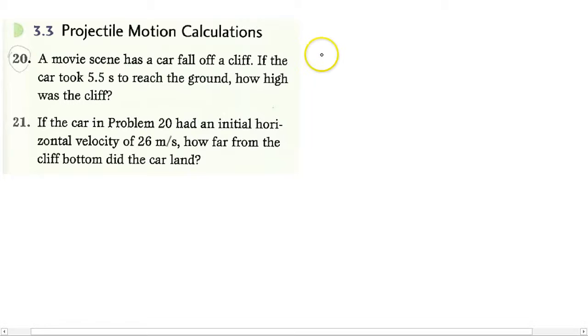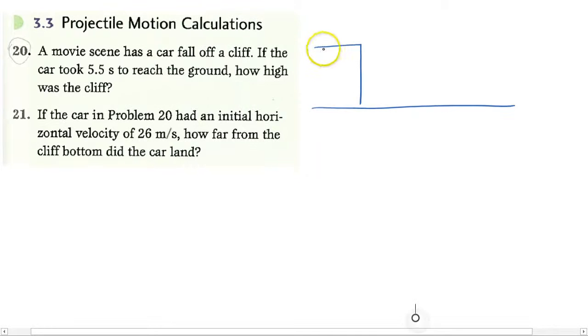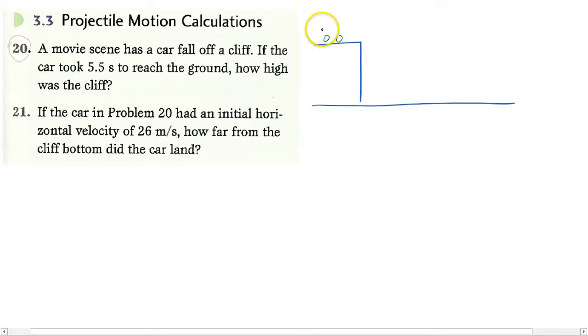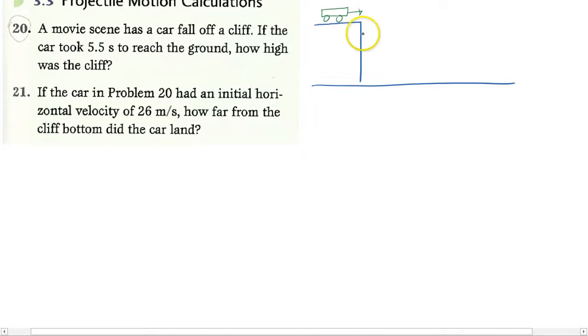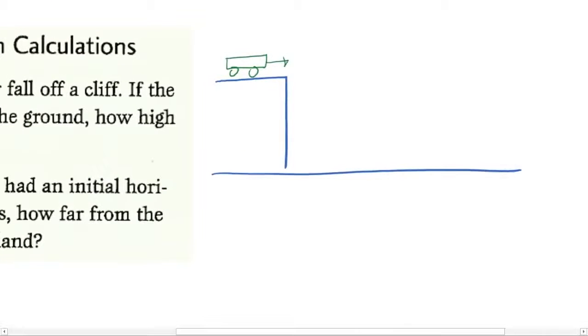Okay, so let's try drawing this. Here is the cliff. There's the ground, and then we have a car, something like this. It's moving this direction. Now the path of the car as it falls is going to be the right hand side of a parabola, kind of going like this. Boom, it hits. This will be the beginning of the interval of time that we're interested in, and this will be the end of the interval of time that we're interested in.